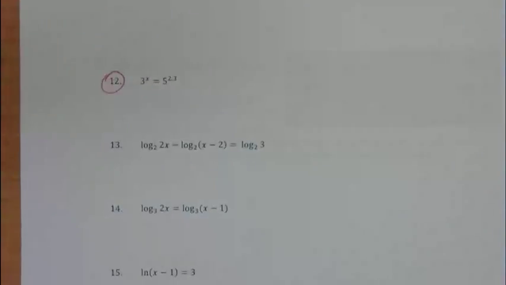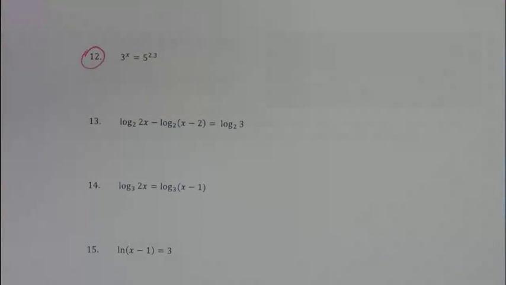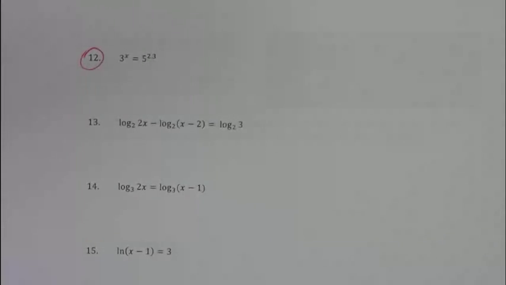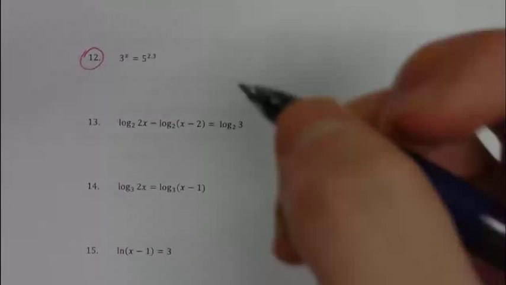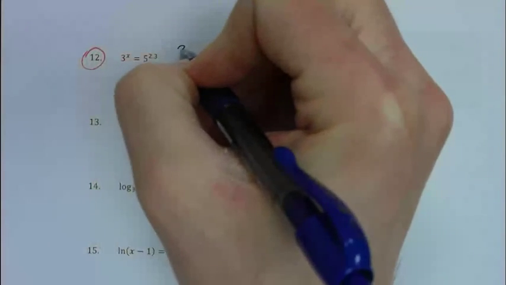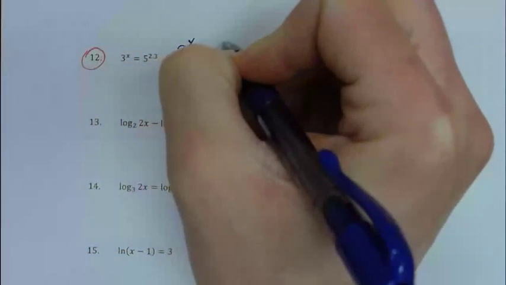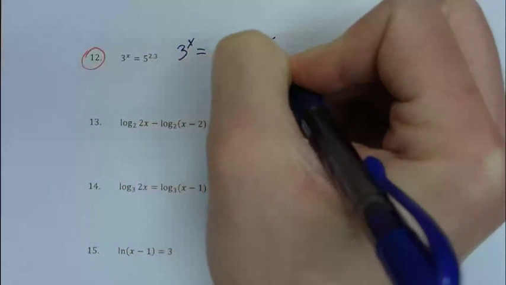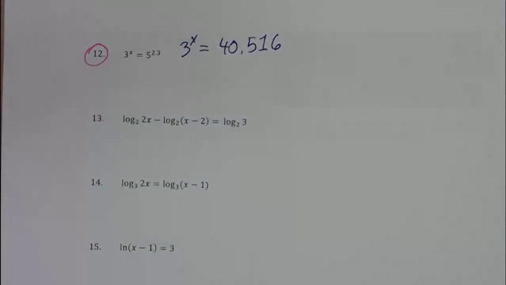So 12 is sort of a weird problem in that it's an exponential equation, but both sides have exponents. So you don't want to make it harder than it needs to be, basically. So we want to just do 5 to the power of 2.3 in our calculator, which means we would have 3 to the x is equal to 40.516. And I'm just keeping the thousands place just so I don't have to worry about rounding too much.